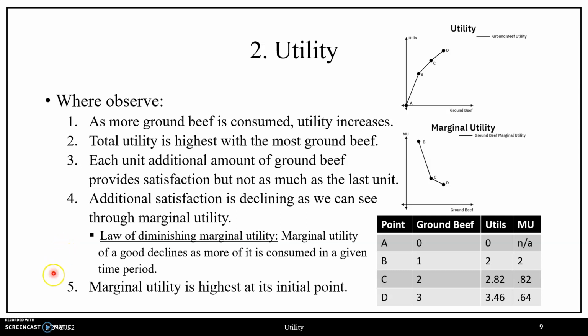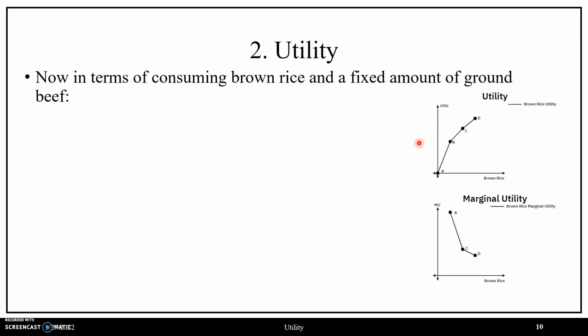And as a consequence of this, marginal utility is going to be highest at its initial point. So in this case, point B, 1 unit of ground beef, providing 2 in terms of marginal utility, which we can also see evident in terms of our graphical representation. So with the ground beef considered, let us now repeat this analysis, holding ground beef fixed and examining satisfaction and additional satisfaction received when the consumer is consuming varying quantities of brown rice.